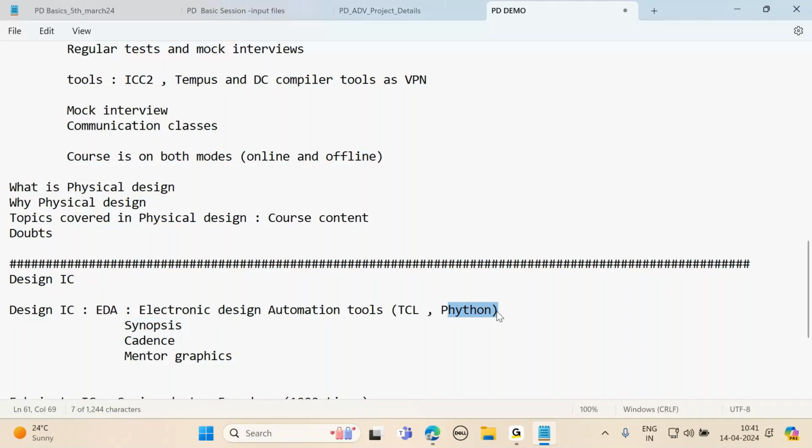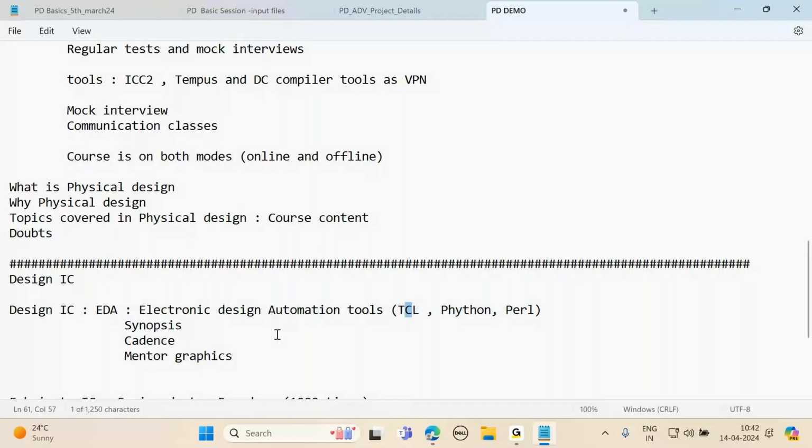Another important language is Perl. Compared to TCL, Python and Perl have better packages for file operations. So if you know Python and Perl, it is an added advantage. You can become a CAD engineer. But to do physical design, TCL is a must. Python and Perl are optional; if you want, you can learn them. But TCL is a must. You should know TCL.